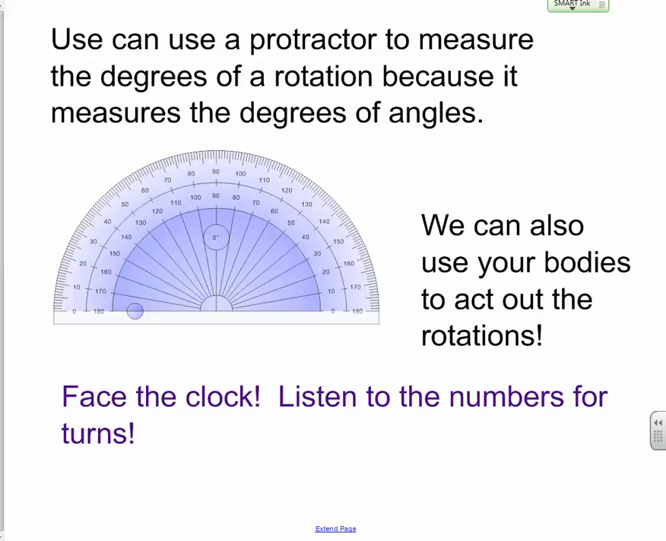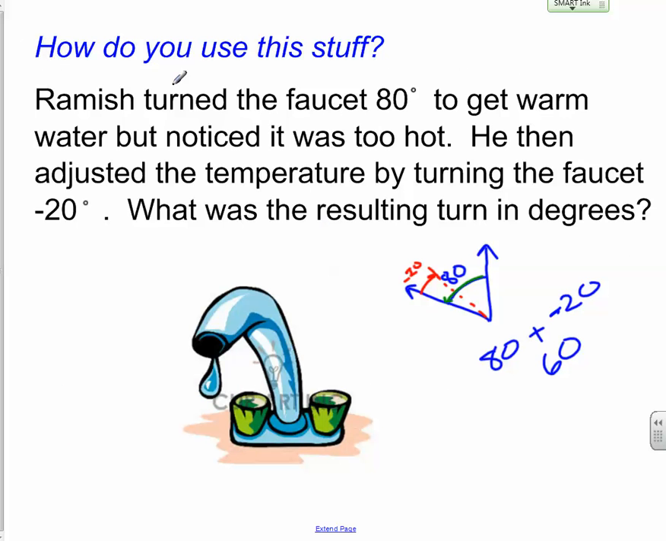And then how do you use this stuff? Well, Ramesh turned the faucet 80 degrees to get warm water, but then he noticed it was just way too hot. So he adjusted the temperature by turning the faucet negative 20 degrees. And the question is, what was the resulting turn in degrees? So we just drew a picture here. So if we just start with a ray facing north, remember my positive magnitude is counterclockwise. So this green arrow represents a turn of the handle 80 degrees. We just estimated our 80 degrees. And that's where it was too hot.